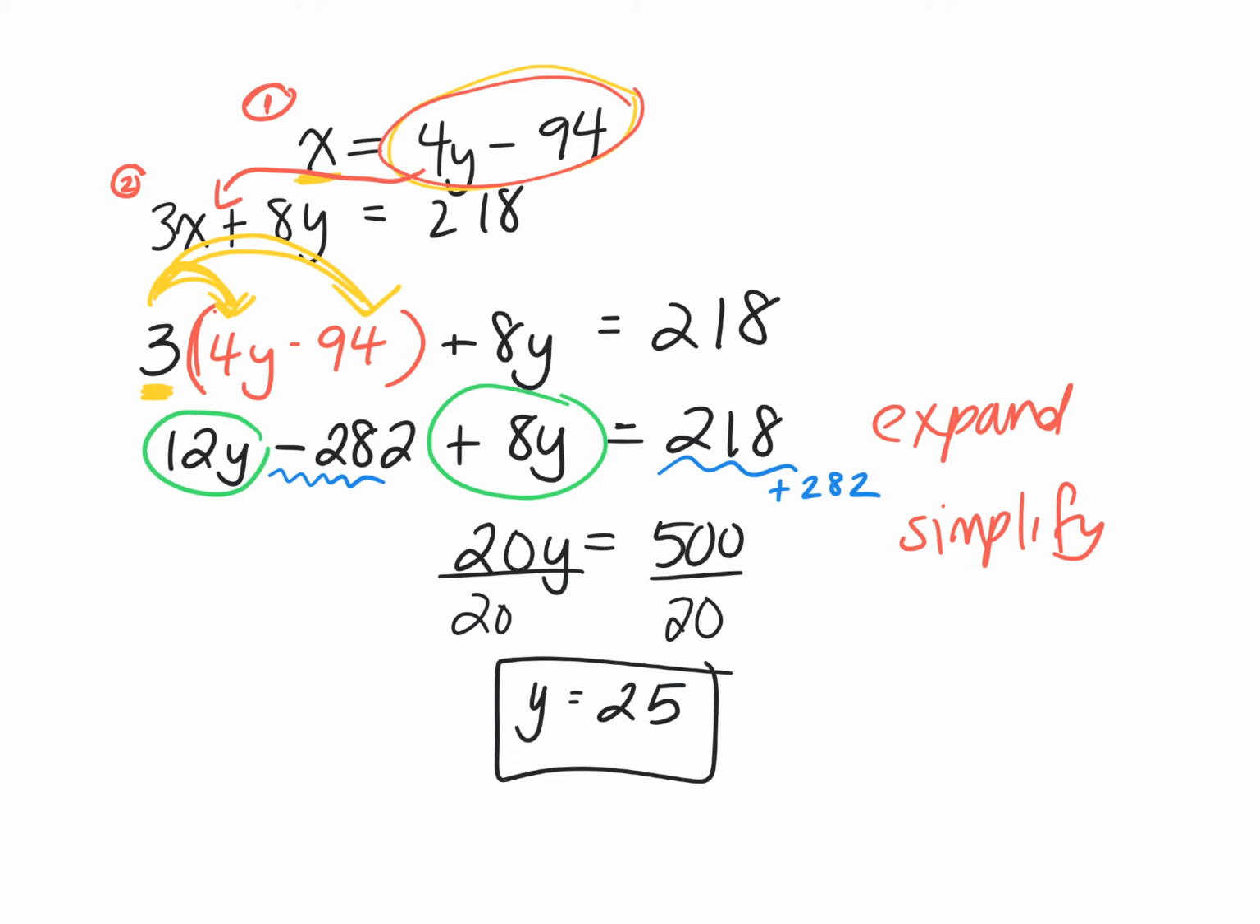Once you know y, we can figure out x, and let's just finish this off. We can use the first original equation because it already says x equals something. X equals 4 times y, which is 25. You did it in your head. Minus 94. 4 times 25 is 100.